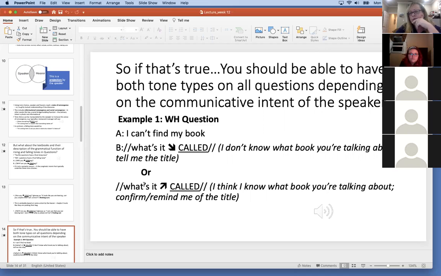And all the research suggests that barely half of WH questions go down and barely half of yes, no questions go up. So that's why it's a bit of a problem if you use that as the basis for your teaching. In fact, what we find is that it's the pragmatic assumption behind it.